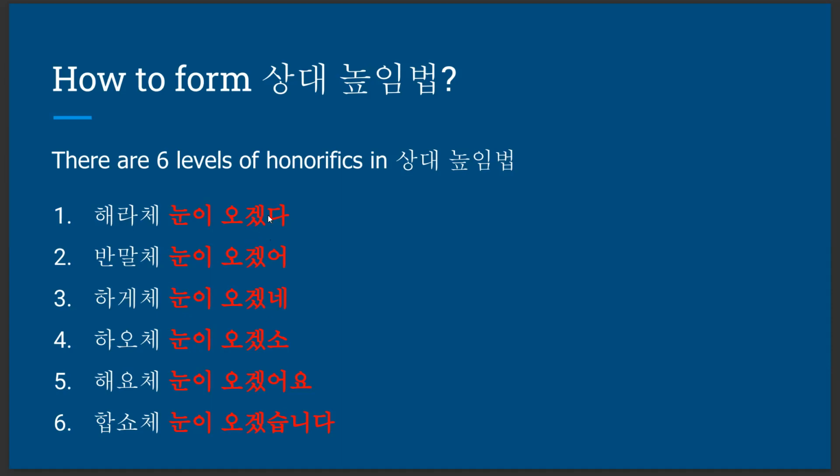So 오겠다, if you see, here's 다, right? And 반말체 means 오겠어, just the 어, and 눈이 오겠네, so just 네, right? And 하오체, so in the last part you'll need to attach 오, so 오겠소. And 해요체 means that your sentence ends with 요. For example, 눈이 오겠어요. And 합쇼체 means your sentence ends with 습니다, 습니까. So 눈이 오겠습니다. These are the six levels of honorifics in 상대 높임법.